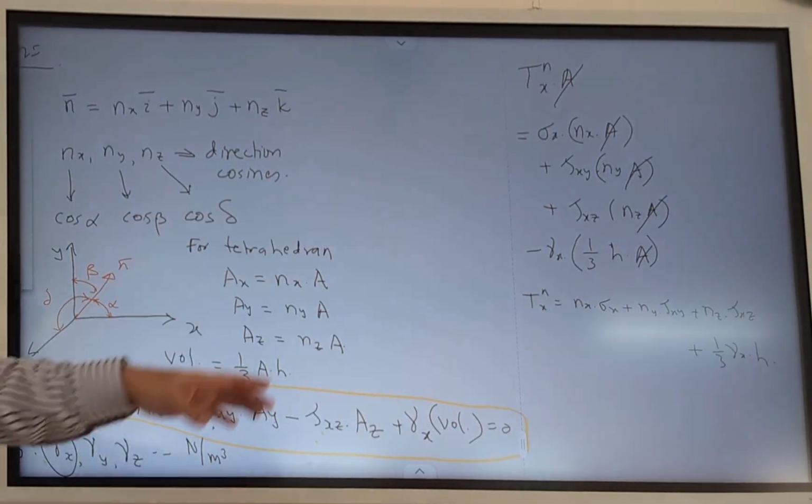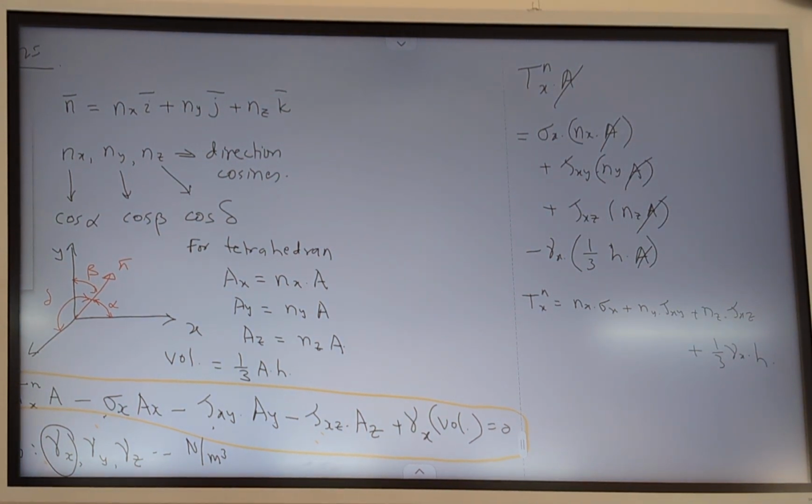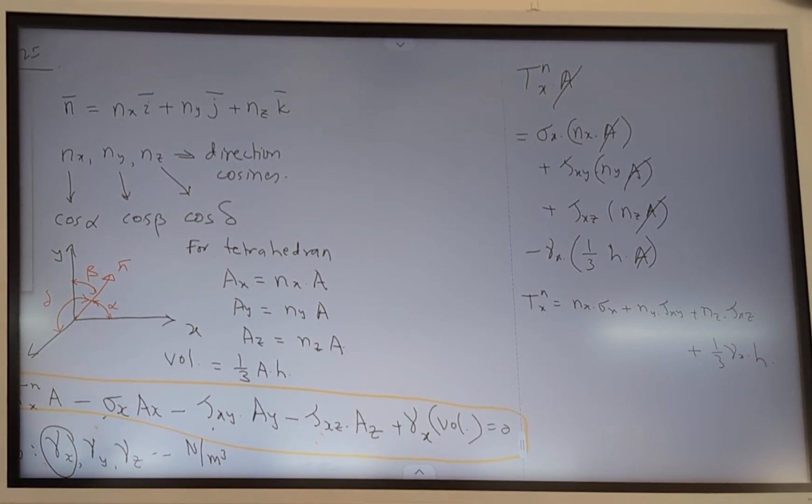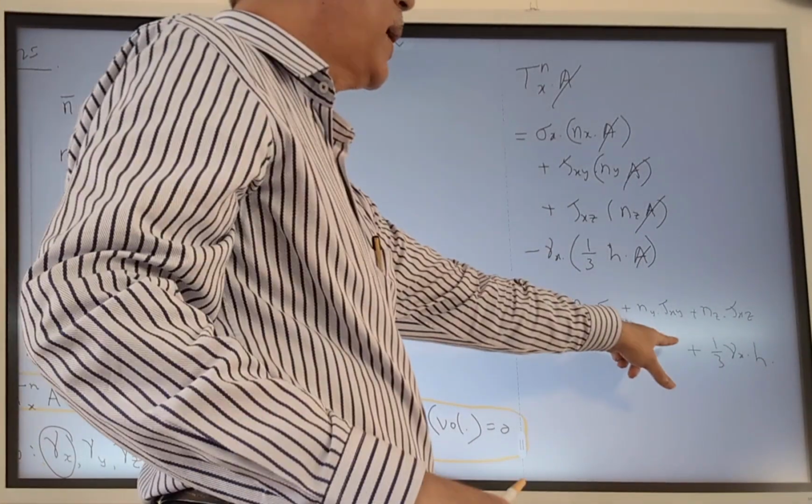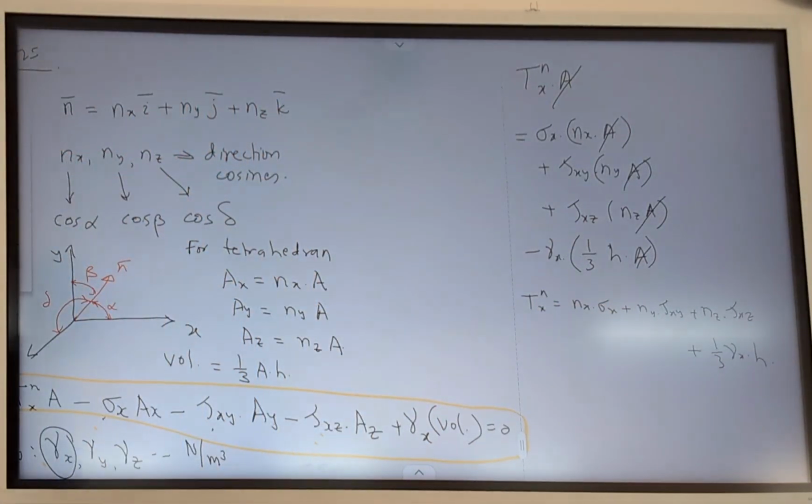So is it clear till now what we have done? Any questions or any doubts at this point? We have summed up forces in the x direction. We got some area terms, and because of the geometry, there is a relation between that arbitrary plane you have selected and its projection on the coordinate planes, which is defined in terms of the direction cosine. So that is the relation that we have got.